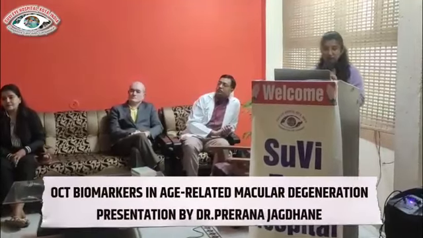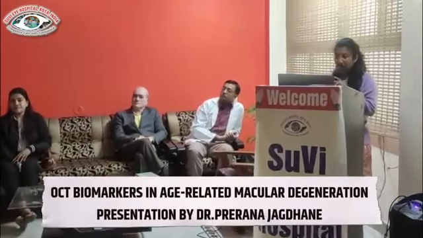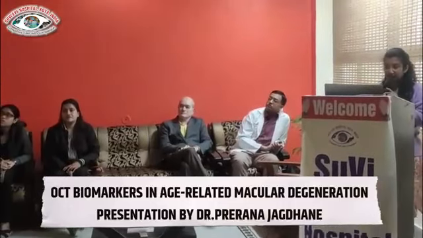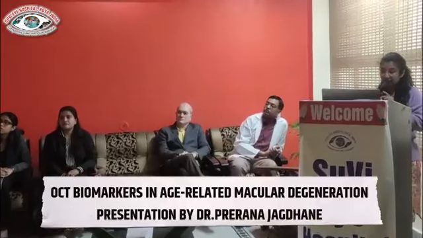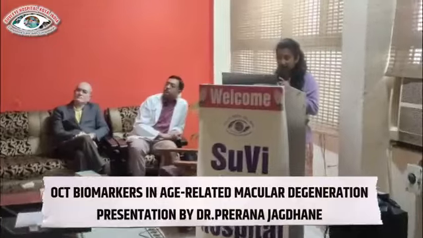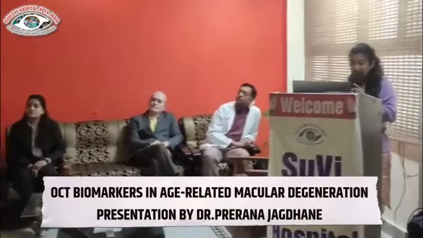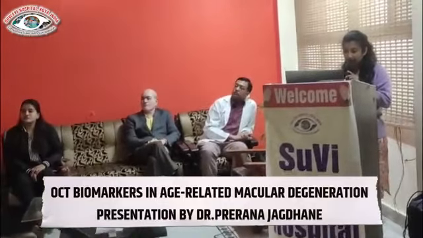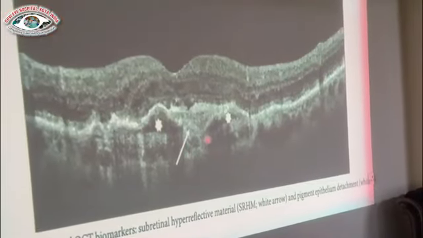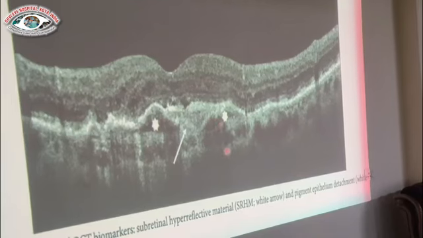Now, subretinal hyperreflective material. This is also one of the most important OCT markers, as we commonly see it in practice. SHRM appears on the OCT as hyperreflective material between the neurosensory retina and the RPE. Here we can see the hyperreflective membrane between the RPE and the Bruch's membrane, and the white stars are just the pigment epithelial detachment.